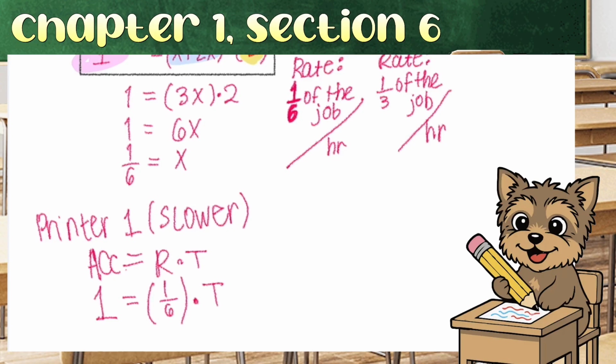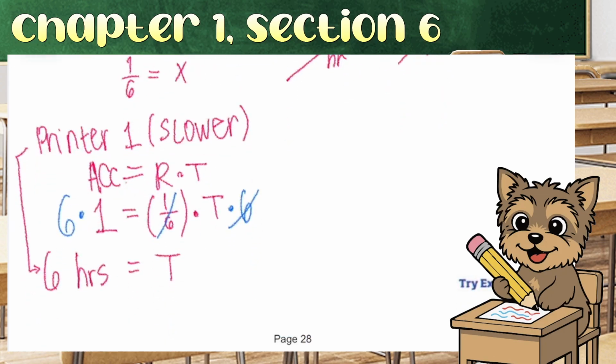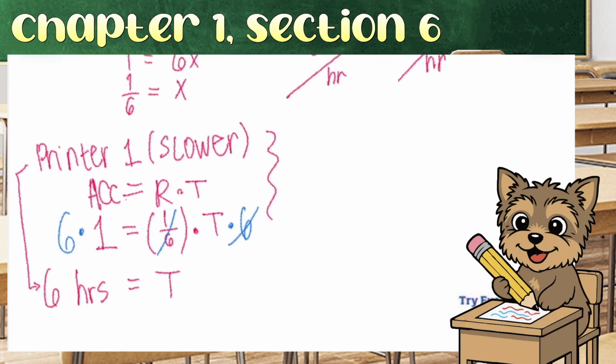How do I get t alone? I'm going to multiply both sides by 6 to get rid of the 6. It's the reciprocal of 1/6 over there. So that's gone. And we get that time equals 6 hours. So printer 1, the slower printer, it'll take 6 hours. Oops, sorry, I'm not even on the screen. How dare I? Printer 2, we said this should be our faster printer, and it should be twice as fast.